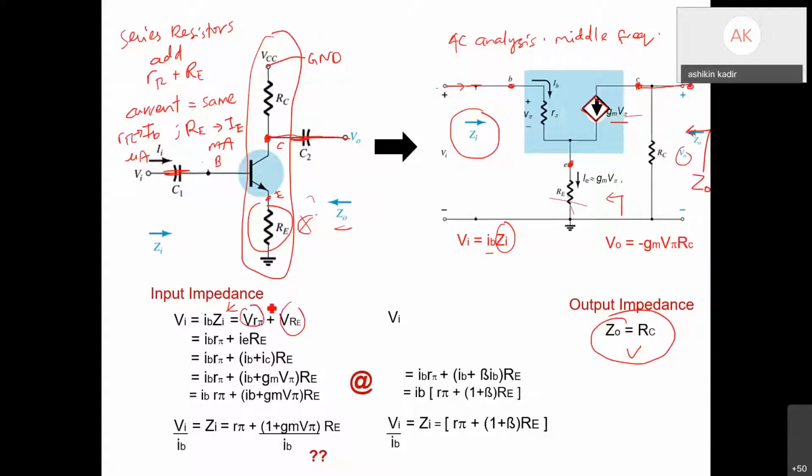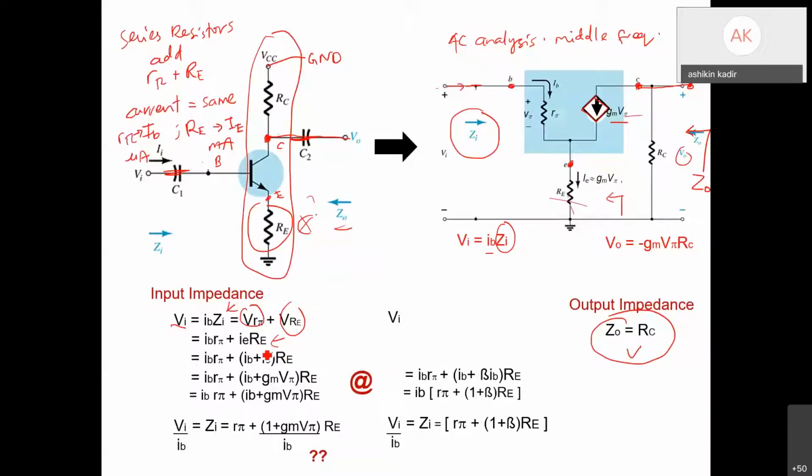Then we get Vi, because this is a parallel concept for voltage. From V r pi plus V RE we expand it. So V r pi we get IB r pi plus IE RE.